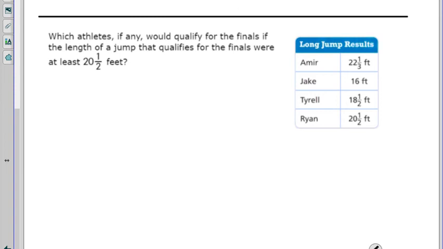All right, now we're going to have one for you to try. Now we want to know who qualifies for the finals if they need to go at least 20 and a half feet. Go ahead and write yourself an inequality and then determine who qualifies. Good luck to all the competitors.